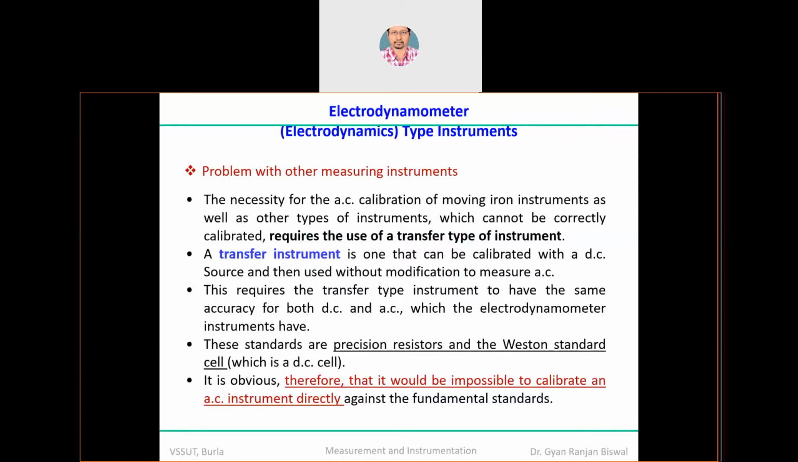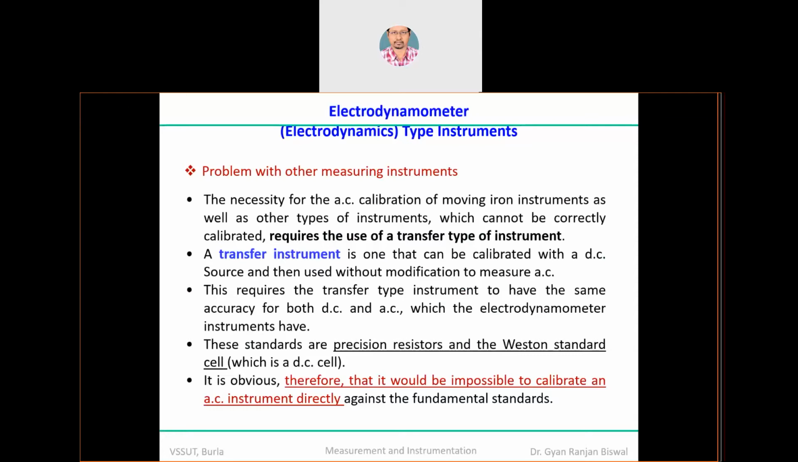Why can it not be correctly done? Because whenever you want to calibrate something, ideally you should prefer a mechanism where a DC supply is available. Using the DC supply you can calibrate it. That means you calibrate the pointer, the indicator, the display, ultimately the instrument for measurement purposes.